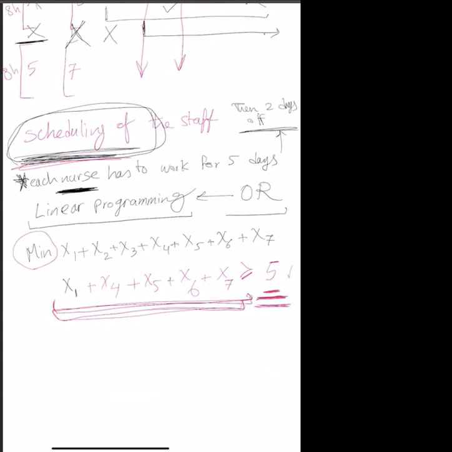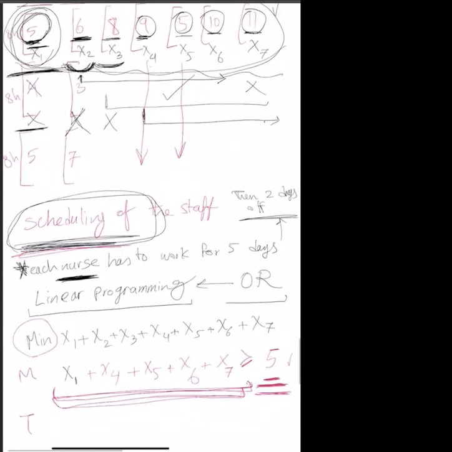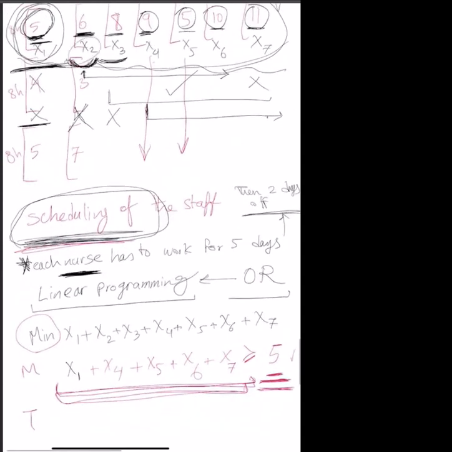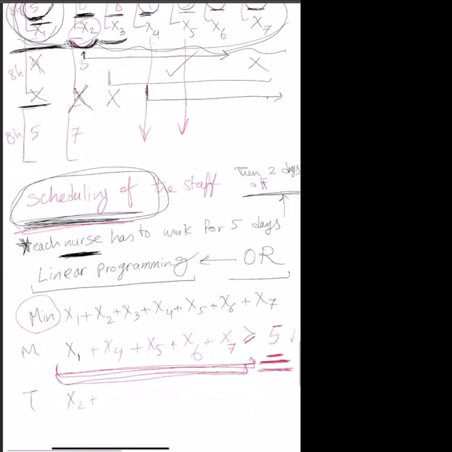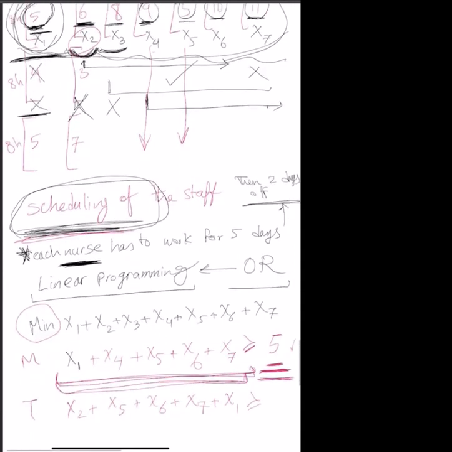And I do the same. So this is for Monday. I write the same condition for Tuesday. So for Tuesday, the number of nurses that start on Tuesday is x2, and then I also need x5 plus x6 plus x7 plus x1, the ones that start working on Monday, to be greater than or equal to 6.